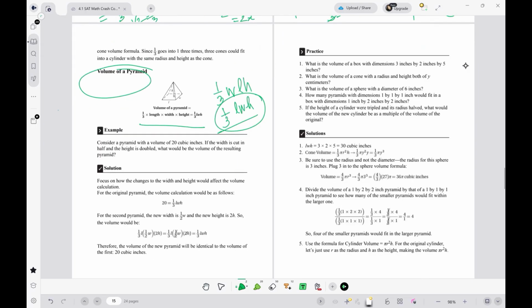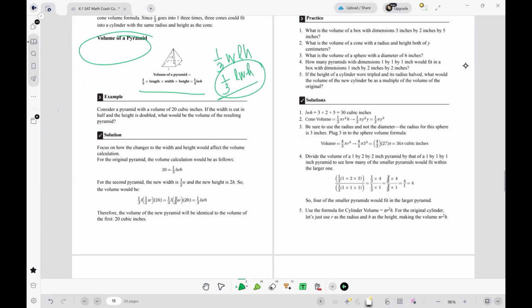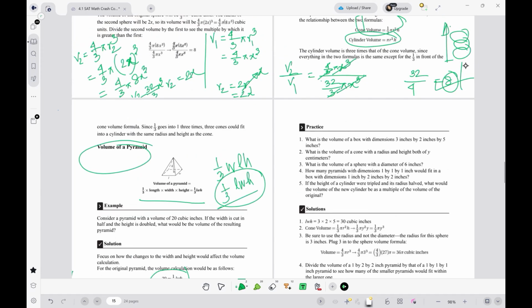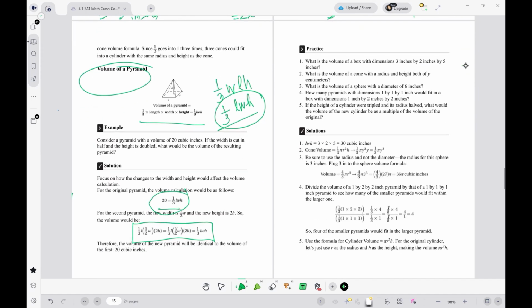So here is a problem: consider a pyramid with a volume of 20 cubic inches. If the width is cut in half and the height is doubled, what would be the volume of the resulting pyramid? You just need to plug in values, make some equations, equate them, and solve it, okay? Because that's basically the simplest way.